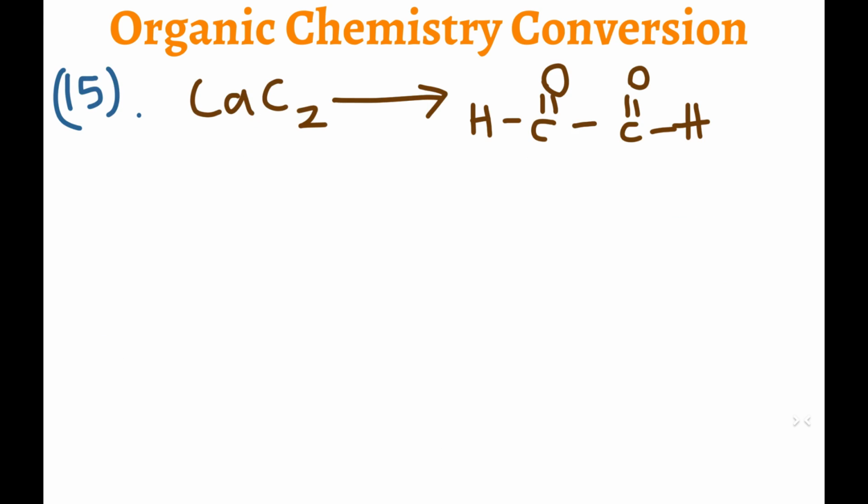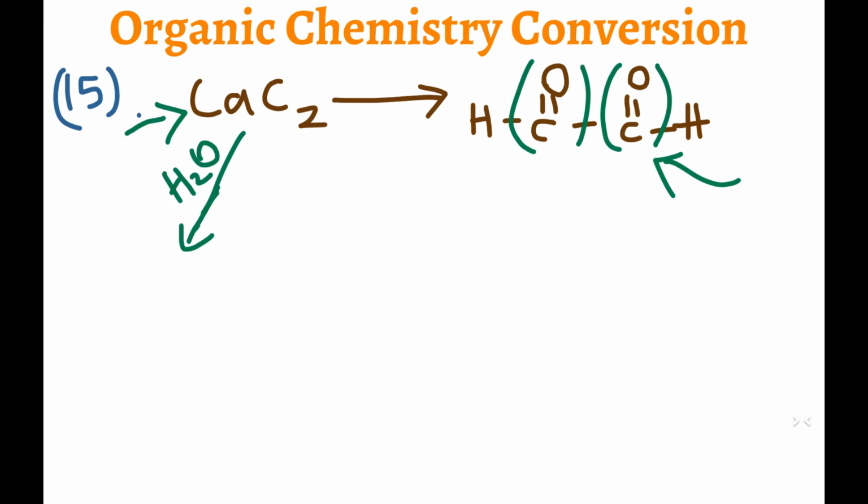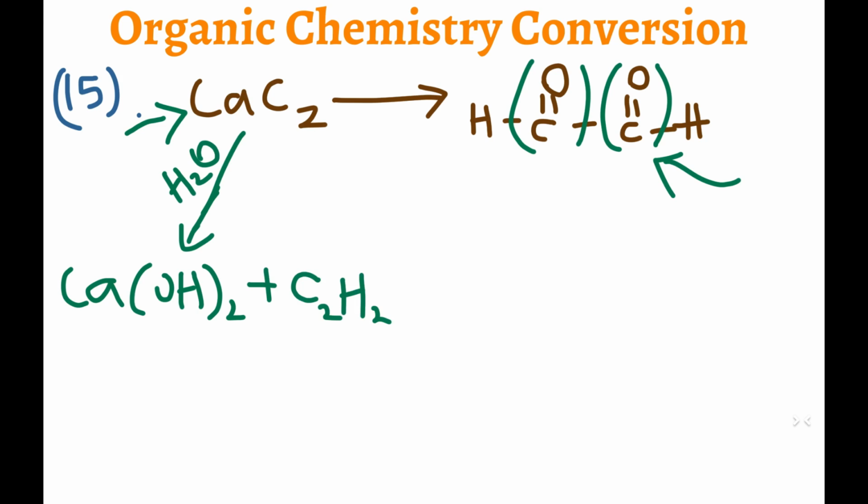In our 15th organic conversion, we are provided calcium carbide. This one is calcium carbide, and then we need to make this organic compound. You can see this organic compound comprises two carbonyl groups. These are carbonyl groups. So initially we have to use H2O. This calcium carbide reacts with H2O, that makes calcium hydroxide. This is calcium hydroxide, and this makes ethyne. This one is ethyne.